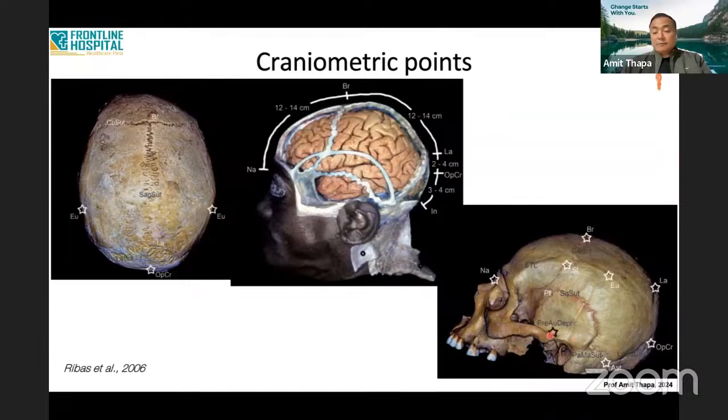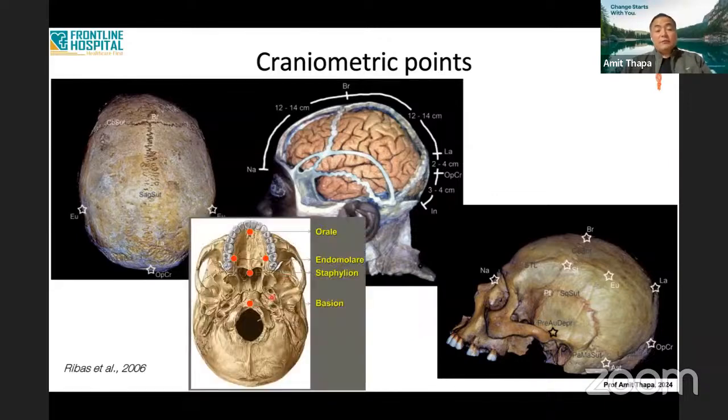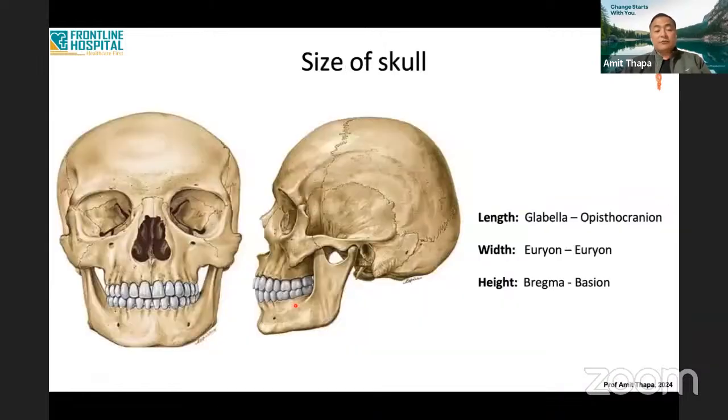And then there is a preauricular depression, which is basically the depression felt just in front of the tragus, which is a palpable depression, which is also another key craniometric point. Then in the open face, you can see orale, staphylion, endomion, and vision. Well, this is not something which we will be considering much in the skull-base approaches.